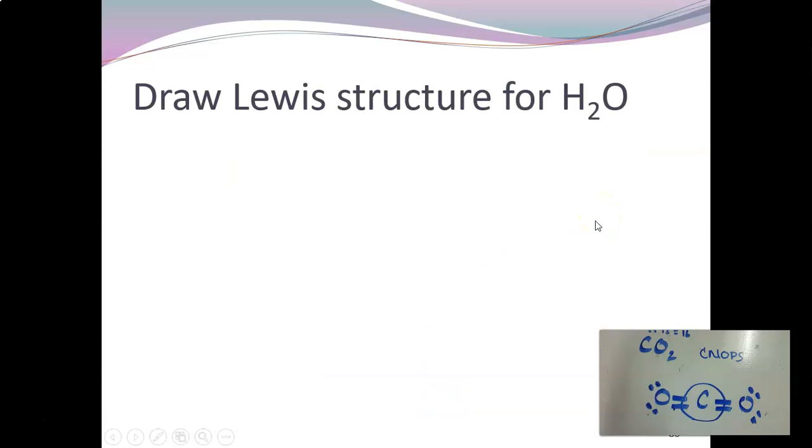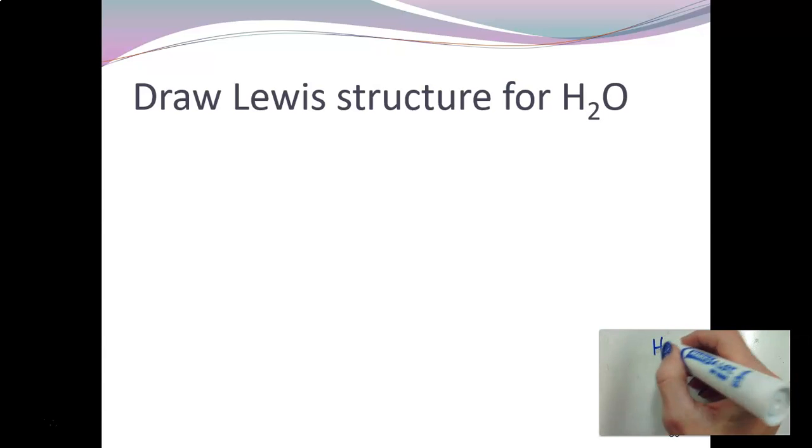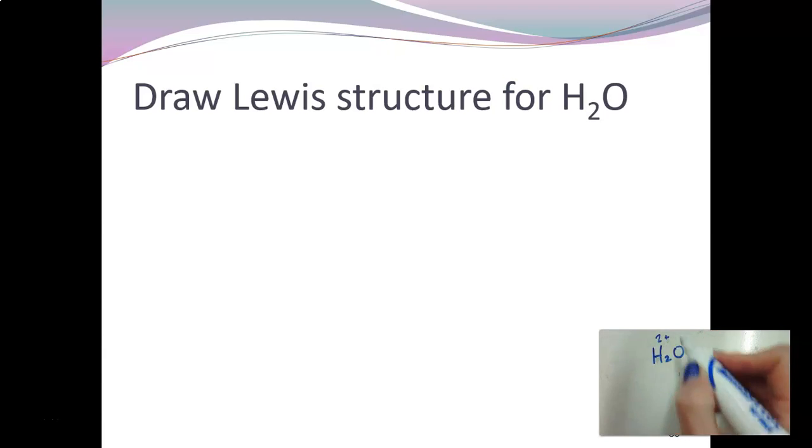There we go. So we'll do more of these. Now we're going to draw the Lewis structure for water. Water, H2O. Hydrogen has 1 valence electron, but there's 2 of them. It's 2 plus. There are 6 valence electrons in oxygen. So 2 plus 6 would give me 8 total electrons in my structure.